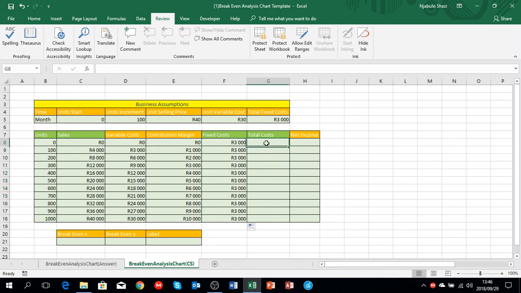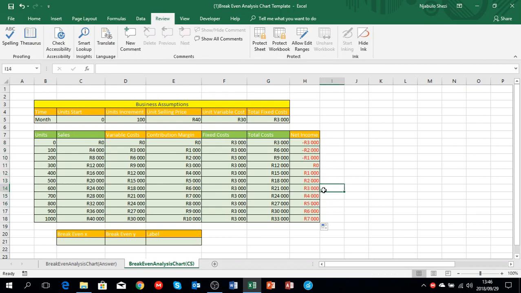Click all the way down. And then our total cost, of course, guys, is equal to our variable cost plus our fixed cost. Enter. And then we double click all the way down. That looks correct. And then obviously our net income is the difference between our sales and our total cost. So it's equal to sales minus our total cost. Enter. And then we double click all the way down.